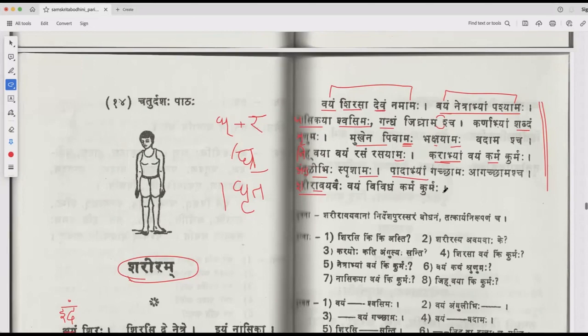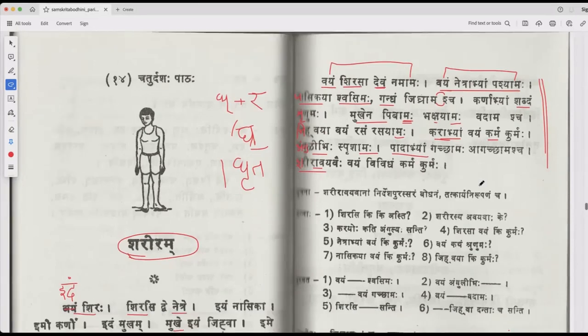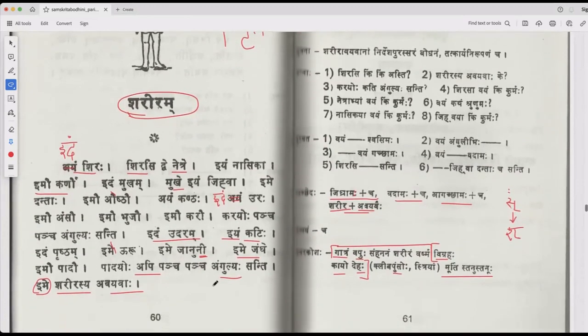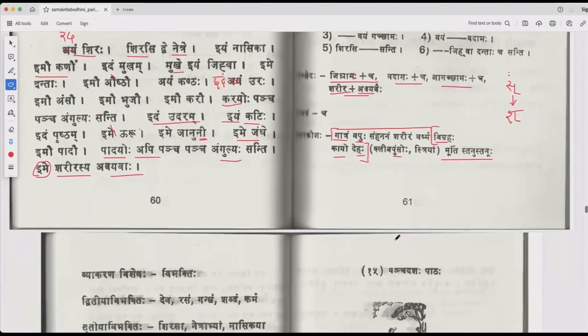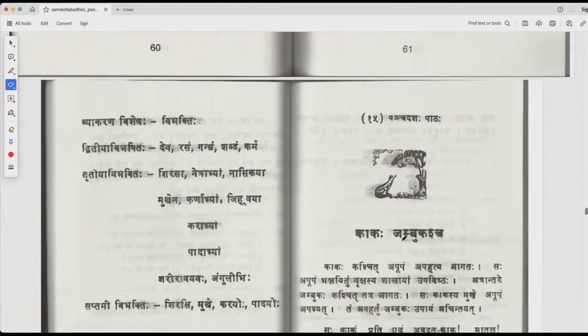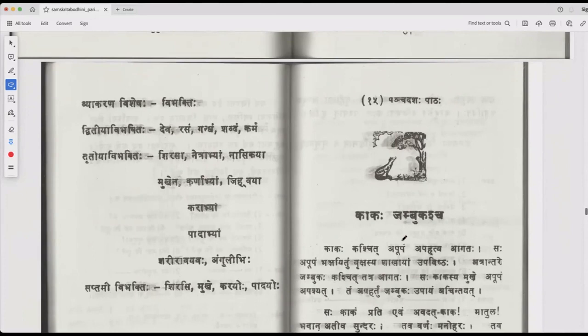There is also the seventh Vibhakti, as in Kutrasti, Karayoho iti. Padayoho Pancha Angulyaha Santi. Karayoho Pancha Angulyaha Santi. Iti, there is the seventh Vibhakti, Saptami Vibhakti, introduced in this, and the meaning there is in, on, at. In this book, they have picked out the second Vibhakti words here: Devam, Rasam, Gandham, Shabdam, Karma.